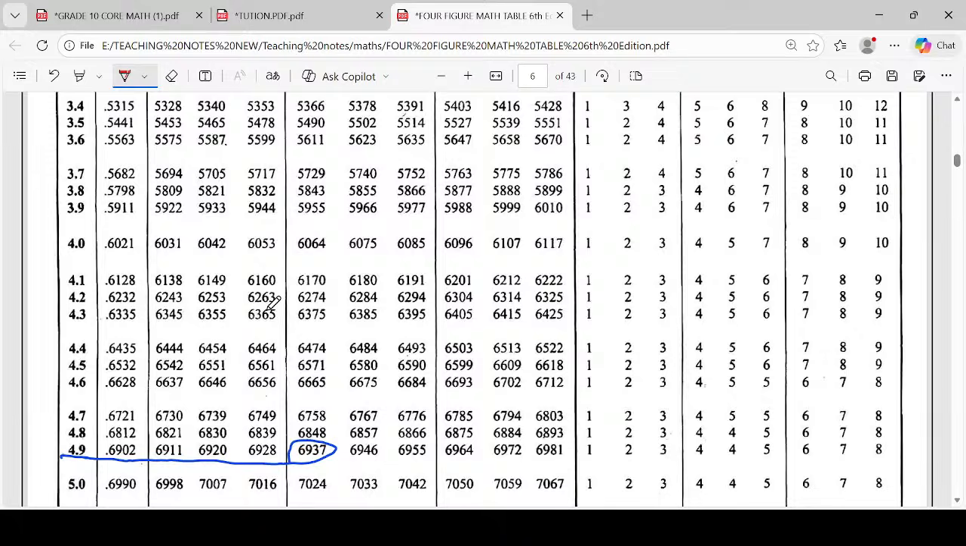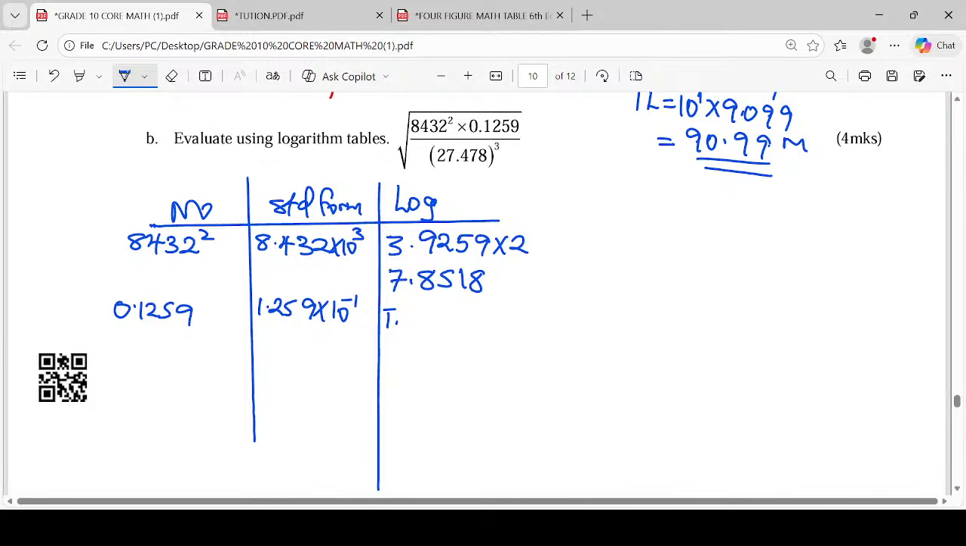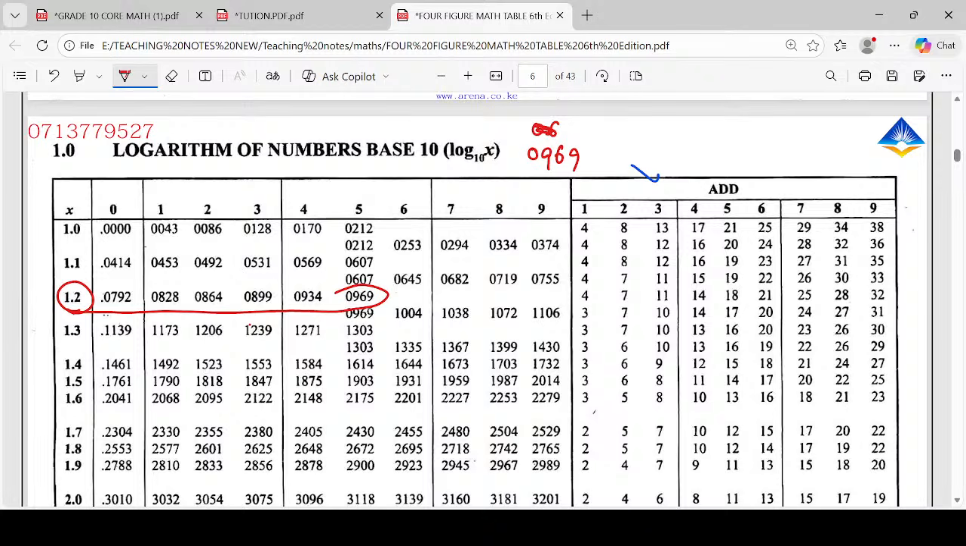1.2 is here, then 5 is here. Let me see. Yes, I hope it's well matched. 1.25 is here, 0.0969. But now we are left with 5 by 9, sorry. We go along the same row to 9.